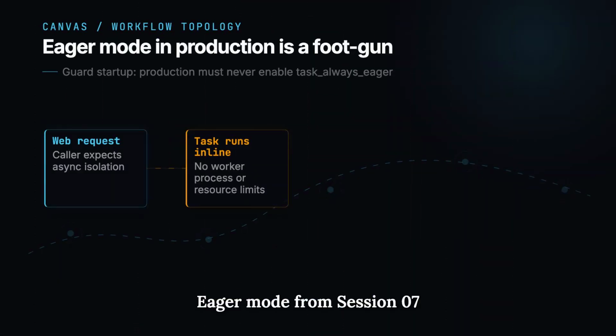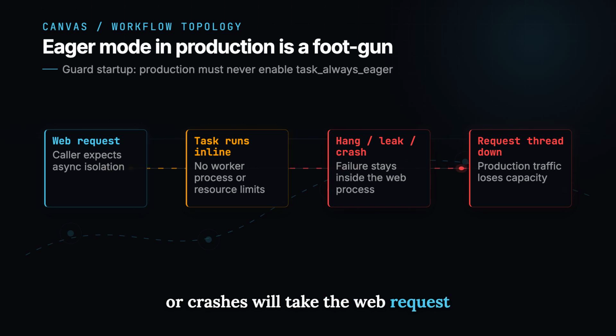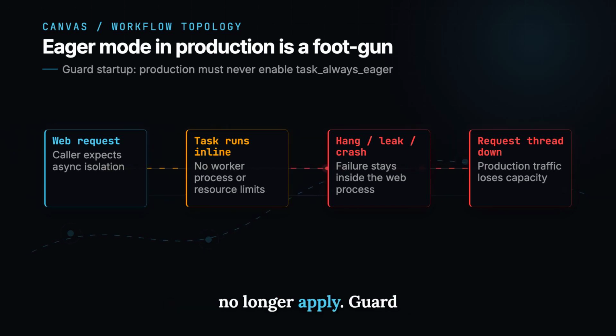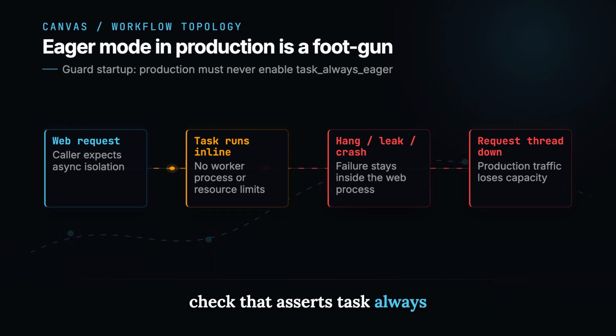Eager mode from Session 07 is appropriate for tests but dangerous in production. It silently removes the isolation between the web process and the worker. A task that hangs, leaks memory, or crashes will take the web request thread down with it, and resource limits configured for workers no longer apply. Guard against accidental production enablement with an explicit environment check that asserts task_always_eager is not True when the environment is production.